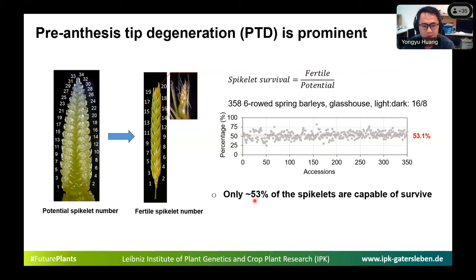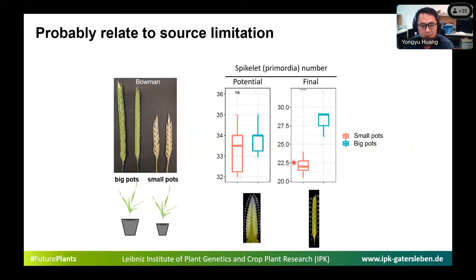Before I go straight to the GWAS, as Thorsten has already mentioned, I would like to try to know how the overall plant development may affect this particular spikelet survival. So here is a simple experiment where I grow wild type Bowman in two different pots, one bigger, another small. Both genotypes can produce a similar number of potential spikelet primordia. However, at the final stage, in the small pot, the spikelet number is reduced. So this may suggest that this is related to source limitations to support the development of apical spikelets.